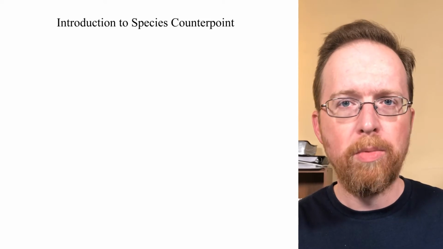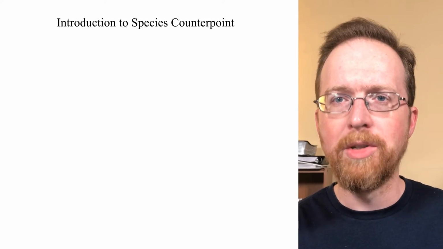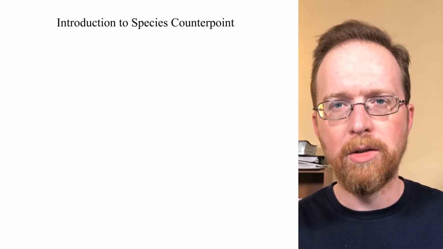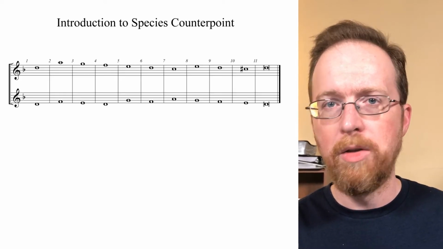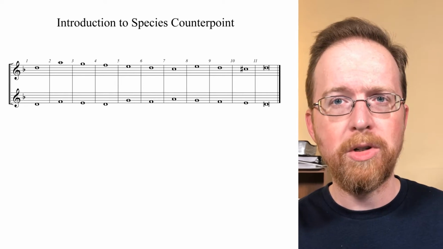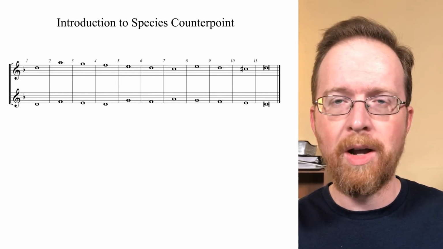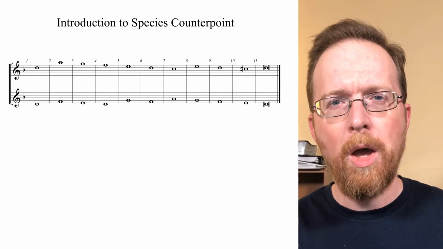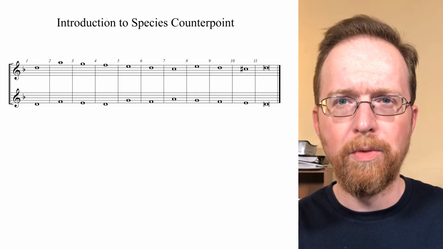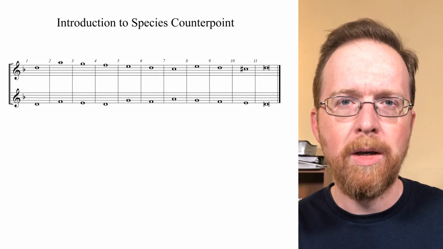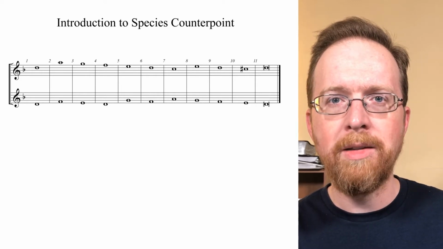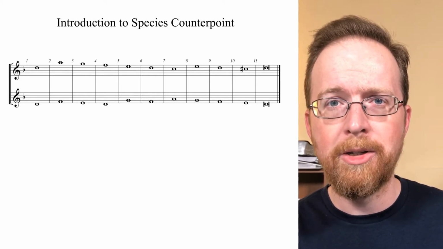So, species counterpoint arose in the late Renaissance as a pedagogical practice for both performers and composers. And this score is an example of first species counterpoint, a distinction I'll explain a little later. By design, all examples of first species counterpoint are composed entirely of whole notes. And as simple as it may appear at first glance, it is actually quite a complicated little piece.